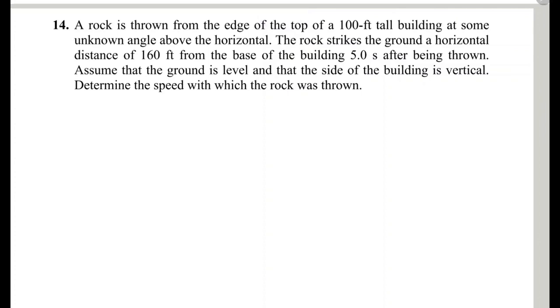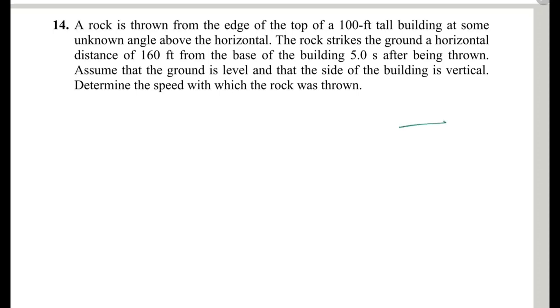A rock is thrown from the edge of the top of a 100-foot tall building at some unknown angle above the horizontal. The rock strikes the ground a horizontal distance 160 feet from the base of the building 5 seconds after being thrown. Assuming that the ground is level and that the side of the building is vertical, determine the speed with which the rock was thrown.